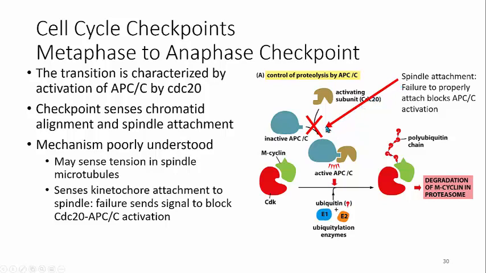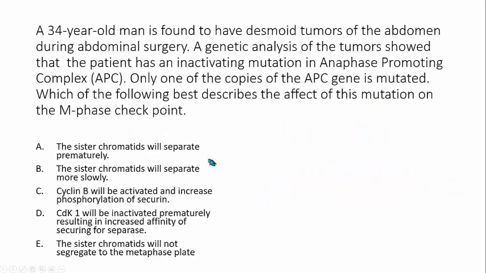And this can be inhibited by the failure of the spindle to attach properly or the failure for the metaphase chromosomes to line up properly. At that point, you inhibit the activation of APC/C. If APC/C isn't activated, you cannot separate the sister chromatids.